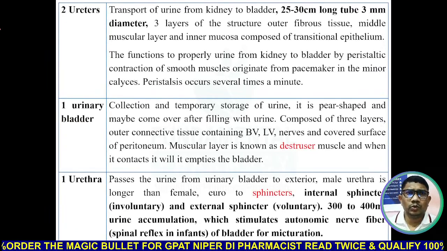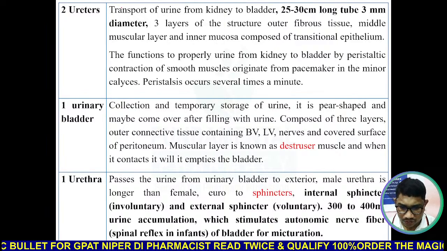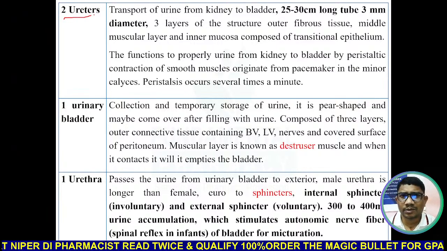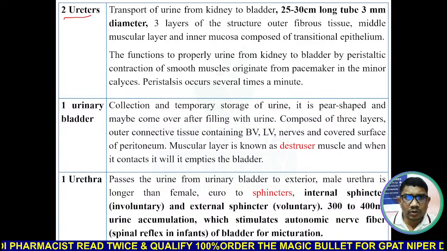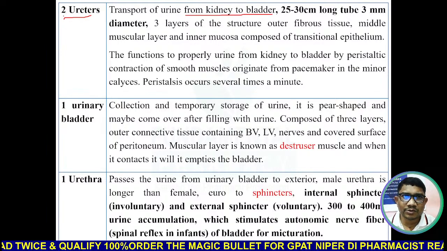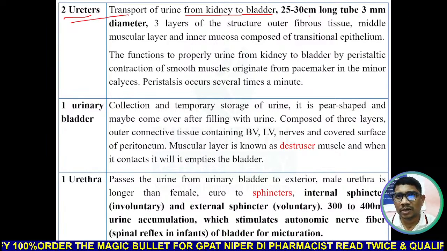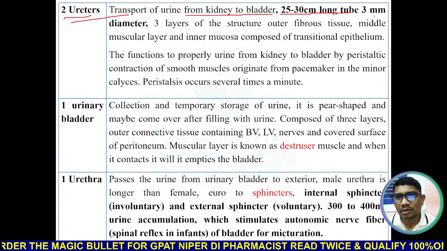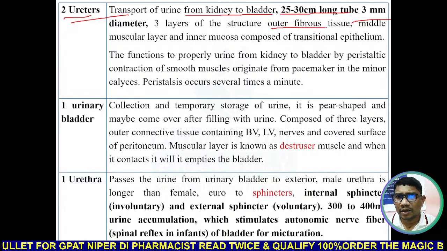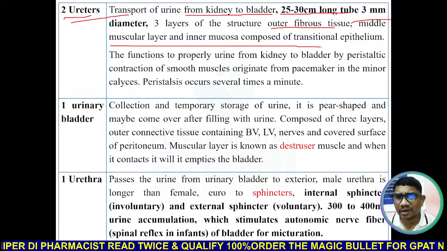Now, we have seen the 2 kidneys, urine formation, and factors affecting urine formation. Now there are 2 ureters. What are the ureters? They are muscular tubes that transport urine from the kidney to the bladder. They are around 25 to 30 centimeters long and 3 mm in diameter. There are 3 layers: outer fibrous tissue, middle muscular layer, and inner mucous layer composed of transitional epithelium.